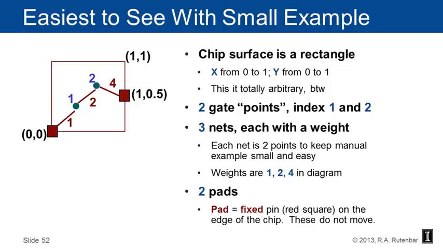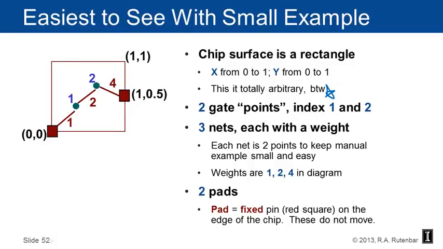So the easiest way to see this is with a little example. I'm modeling the chip as a box. X goes from 0 to 1 and Y goes from 0 to 1. This is totally arbitrary, by the way. This could go from 0 to 1, it could go from 0 to 100, it could be in microns, it doesn't matter. The math will work out. And there are two gate points. They have indexes 1 and 2. They are the green circles with 1 and 2 next to them. And there are three nets. They're each two points to just keep things small and simple. And they have weights 1, 2, and 4 respectively.